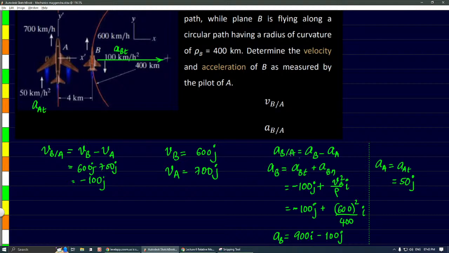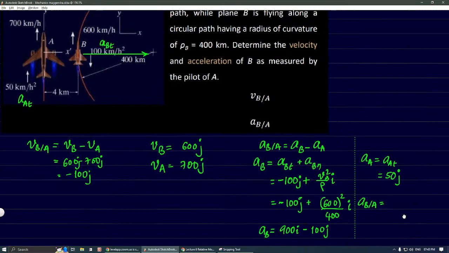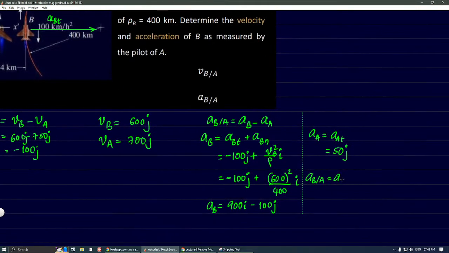Both these values, if we substitute, we will get B with respect to A. So acceleration of B minus acceleration of A. Acceleration of B is 900 i minus 100 j, then minus 50. So it is 900 i minus 150 j.